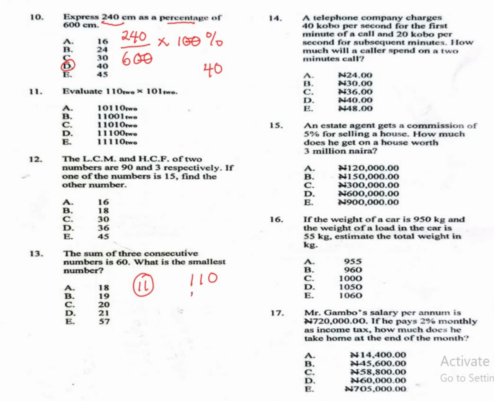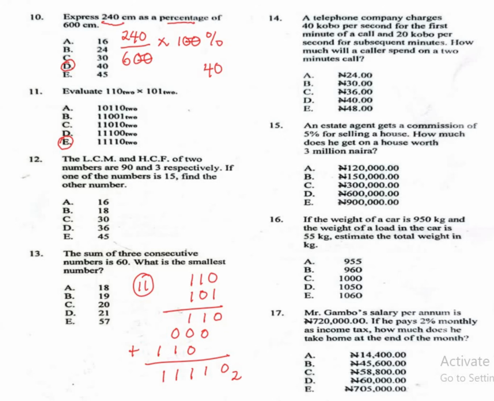110 times 101. 1 times 0 is 0. 1 times 1 is 1. 1 times 1 is 1. 0, 0, 0. 1 times 0 is 0. 1 times 1 is 1. 1 times 1 is 1. So we have 0, 1. Add them up. 1 plus 0 is 1. 1 plus 0 plus 0 is 1. 0 plus 1 is 1 and 1. So we have 11110 base 2, which is option E.